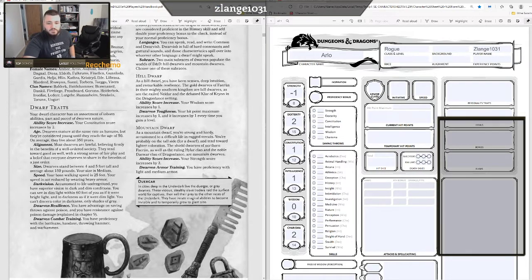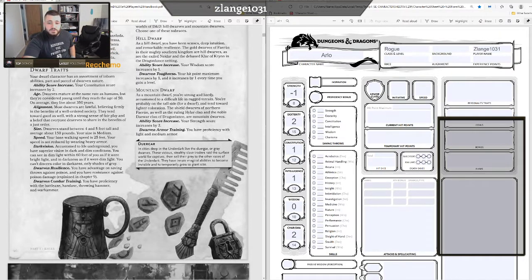Or you have the Mountain Dwarf. Your strength score increases by 2. So that's one thing that's a trade-off. For a hill dwarf, you get a +2 to Constitution and a +1 to Wisdom. But as a mountain dwarf, you get a +2 to Constitution and a +2 to Strength. You're going to be a beefy boy if you play that. Or girl.